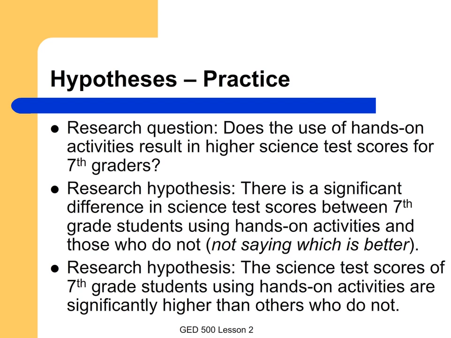The first one is just saying that there's some sort of difference. We don't know which way it is. However, the second one is saying, yes, there's a difference, and the difference is that hands-on activities result in significantly higher scores than those of the ones that do not take hands-on. So that's the difference there. You can use it in both ways, right? The research hypothesis doesn't have to pick a side one way or the other, or it can pick a side and say which is actually higher or lower.